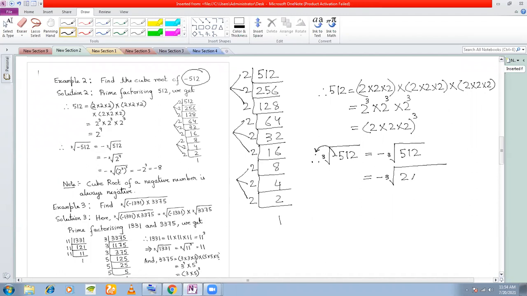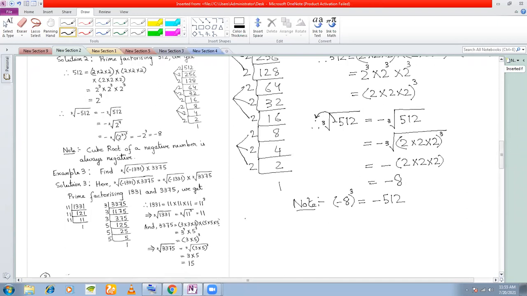So you can write this as, now you can remove the radical. You can write this as minus 8. Okay. So in order to check your answer, you can multiply minus 8 three times and you can check that you will get minus 512. Okay. So this is how you find out the cube root of a negative number.